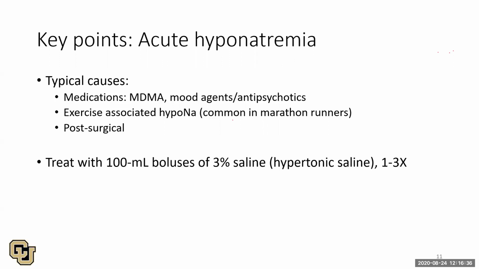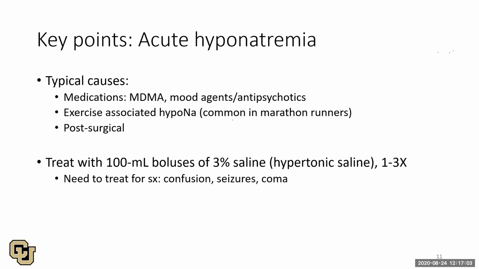And so all of these things we treat if the patient has neurologic changes with 3% saline. It's also called hypertonic saline. You do a 100 milliliter bolus, so it's a small amount, and you're looking for a rise in the serum sodium of 2 to 3 points. And if after that first rise the patient's symptoms aren't abated, you can repeat this bolus 1 to 3 times.